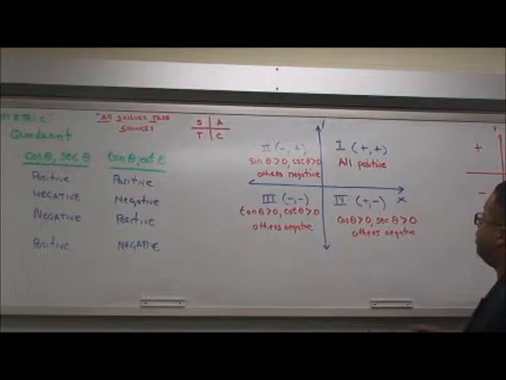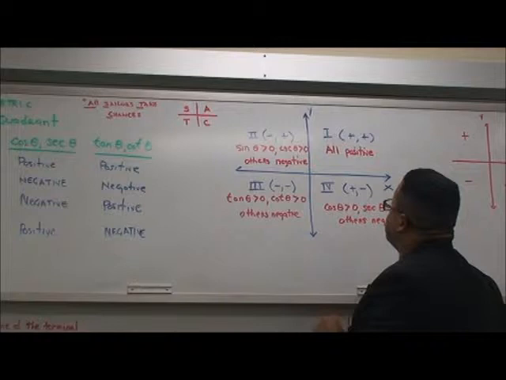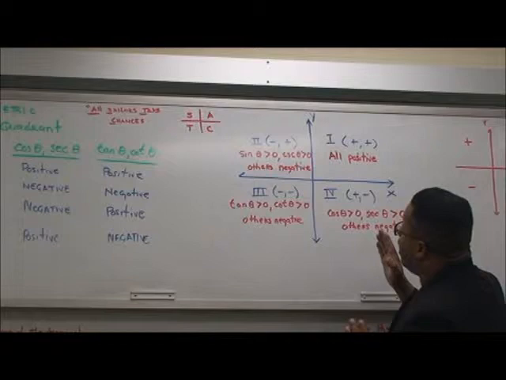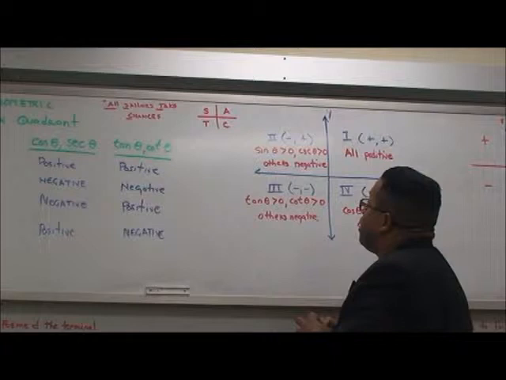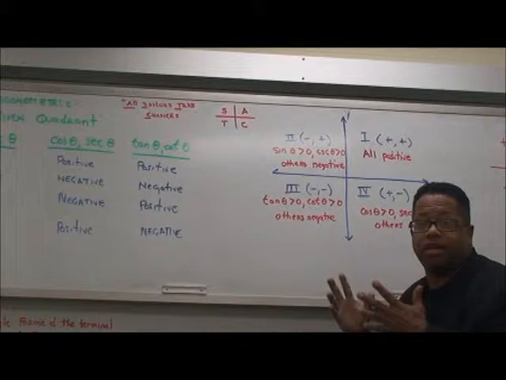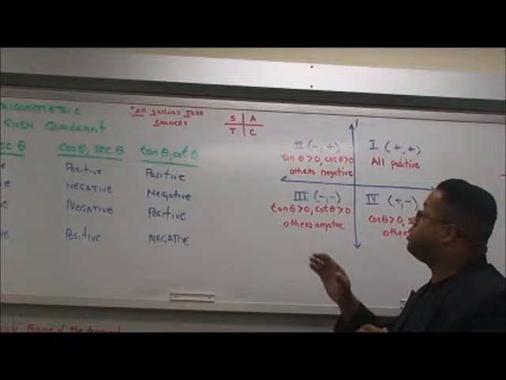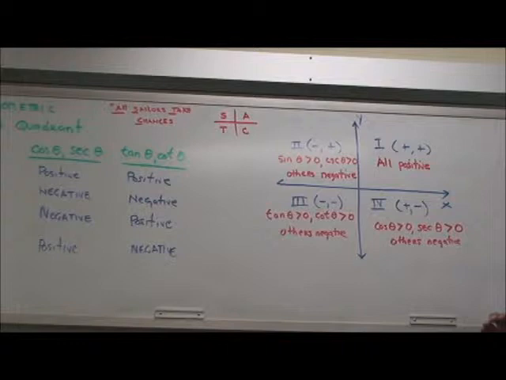And we see in quadrant one that basically all the trigonometric functions, all six, are positive in this particular quadrant. As we go to the second quadrant, of course, sine theta is greater than zero and cosecant theta is greater than zero, meaning that these two trigonometric functions are positive. All the other trigonometric functions are negative. So just sine and cosecant will be deemed positive in the second quadrant.